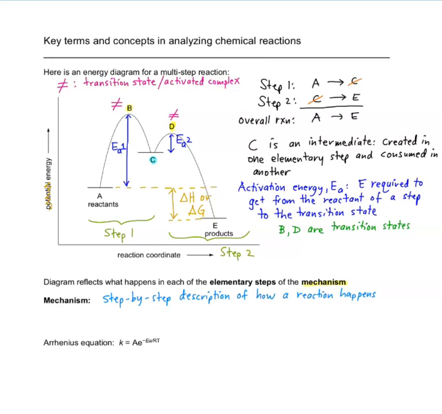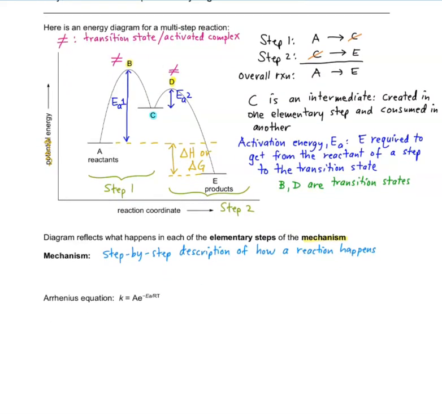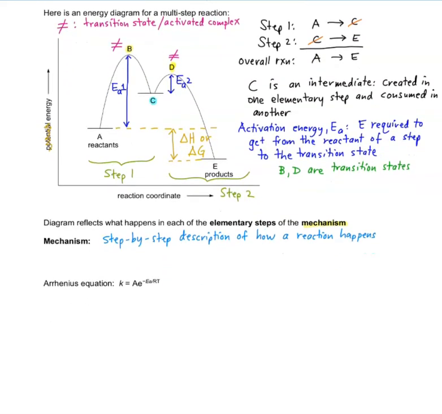So that's the first step. A would be the reactant of the step, and C is the product of the first step. In the second step, C is now the reactant, and E is the product. So the mechanism is telling us how this happens.